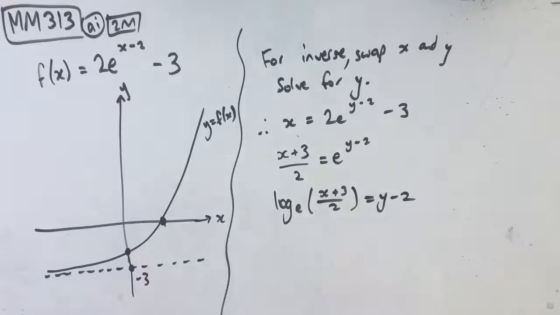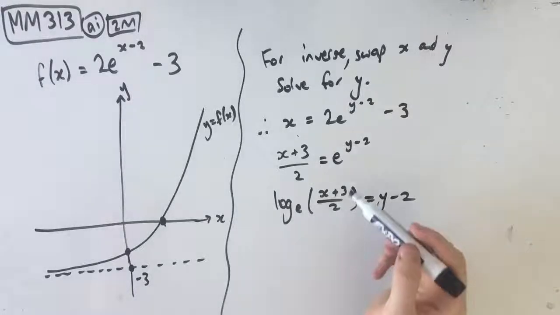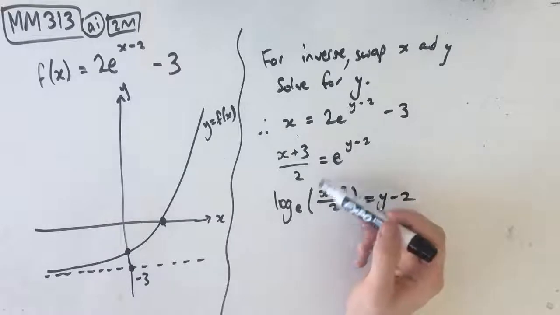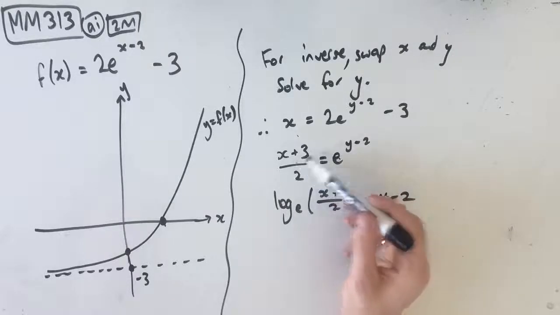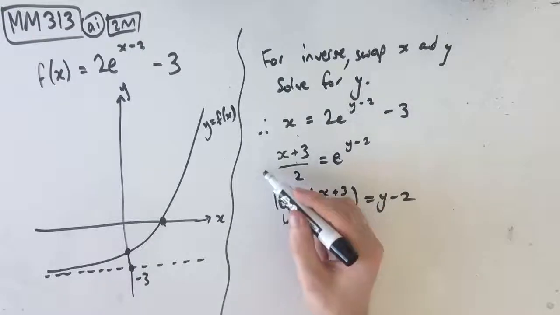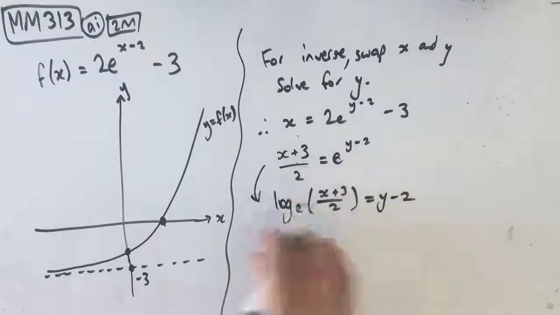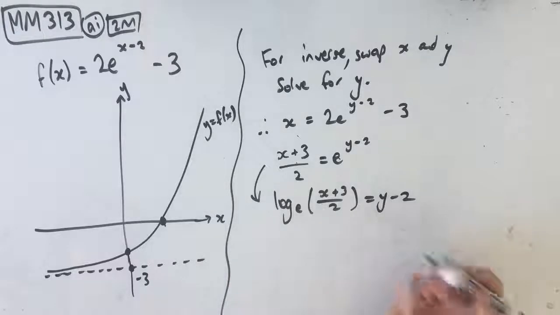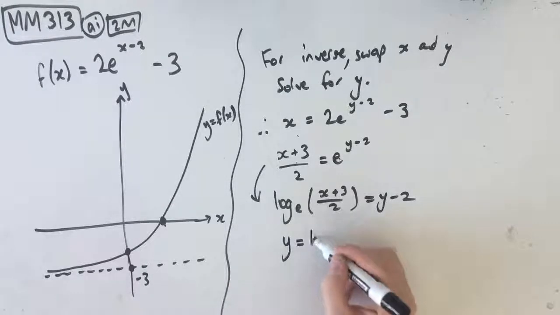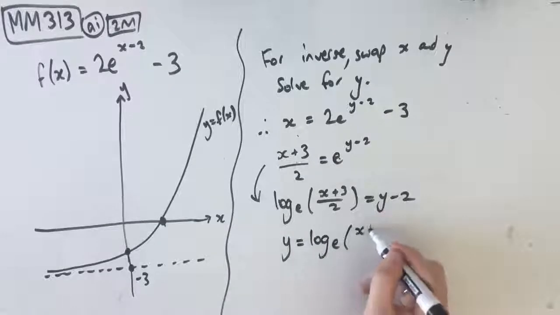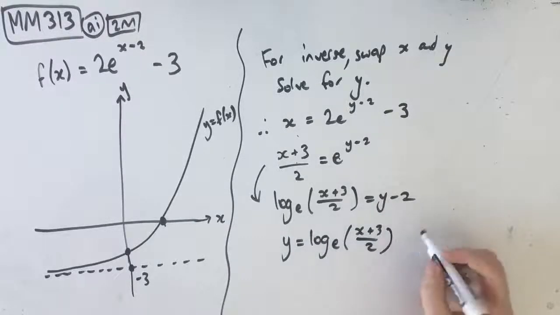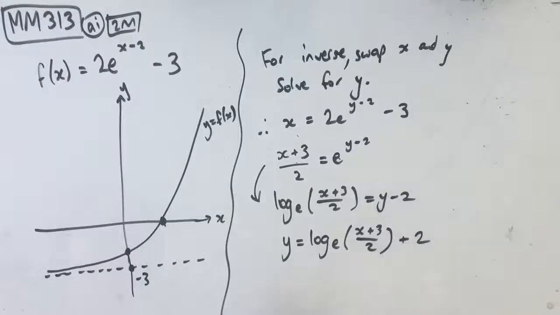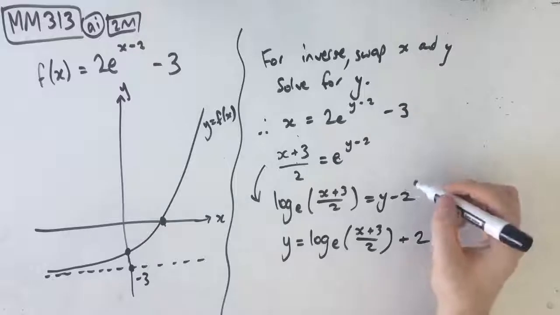Remember that log base this of this equals the power. That's how we've gotten to that point there. That's our fundamental log law. If you're not too sure about that, you really need to go back and revise it because that's really important. And then to get y by itself, we simply add 2 to both sides. So we get log e of x plus 3 over 2 plus 2. Awesome.